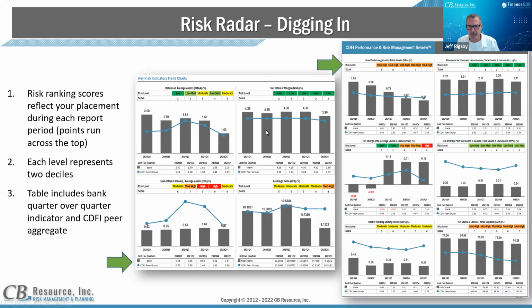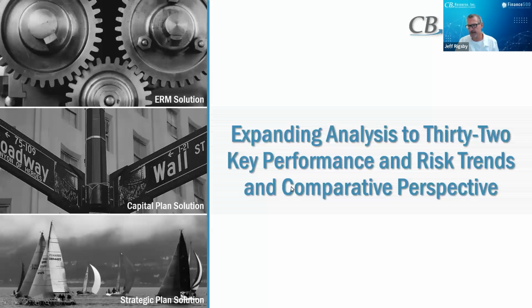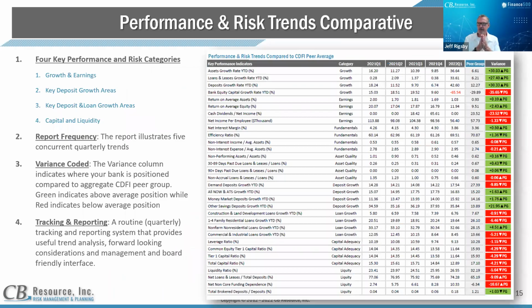But the big thing I just wanted to show you here is that you can go in if somebody says, so what's up with ROA or what's up with net charge-offs? And by the way, what's up with our capital levels? You can peel back the onion deeper and look at the trend. And if you'd like to see this year over year versus quarter over quarter, you just let us know and we can flip the switch and show you that as well. And you can see in the table, it's your bank as well as the CDFI peer group numerically as well as illustrated through the chart. So with that, let's go ahead and jump into the performance and risk trends comparative.